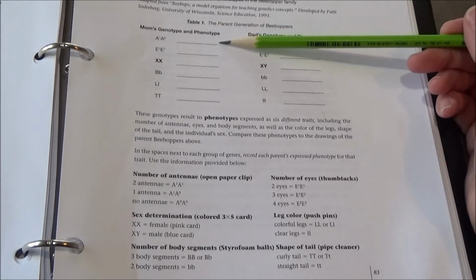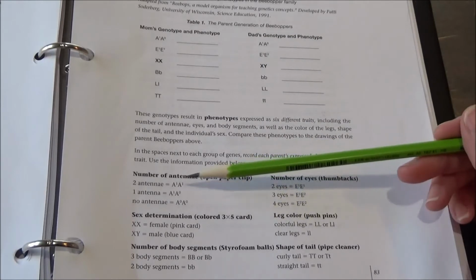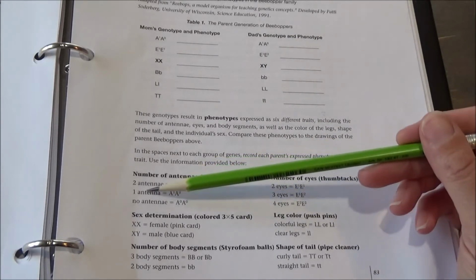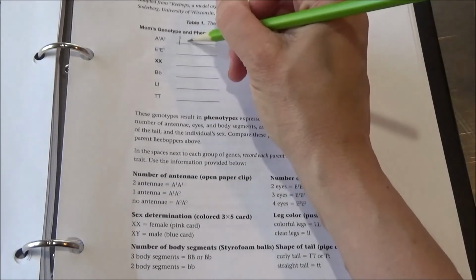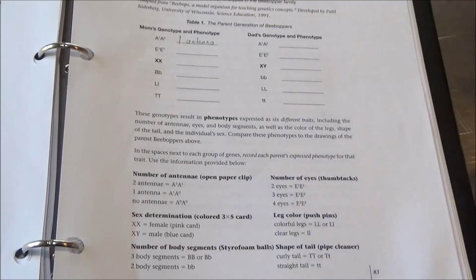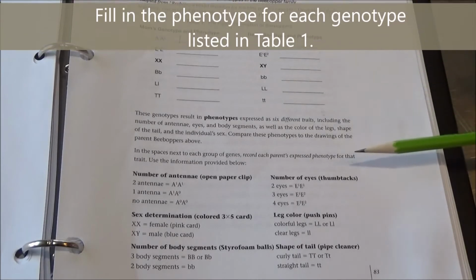What phenotype will she have associated with those genes? In other words, what will her physical characteristic be? If we look down at the bottom, we can see that the genotype A1A0 is associated with the phenotype of having one antenna. So we would write one antenna in this space. Please complete the rest of Table 1.